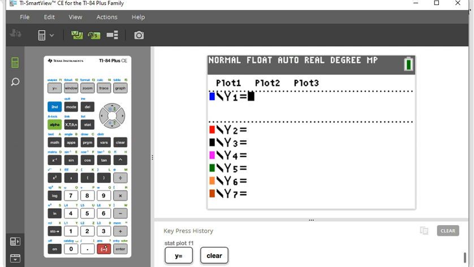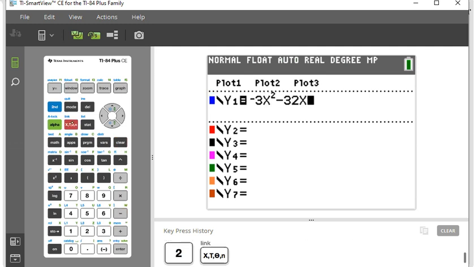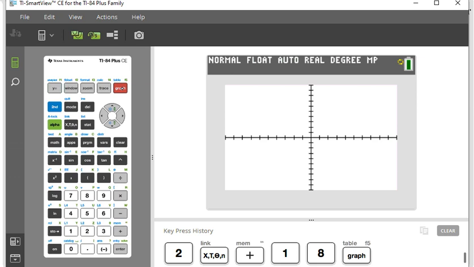We have again -3 x squared minus 32x plus 18. So we don't have vertex form. Like I pointed out, that squared tells us that we do have a quadratic. So now I graph. Doesn't look like I have a quadratic. However, just because my window settings aren't correct, we can see on this that it doesn't match up.